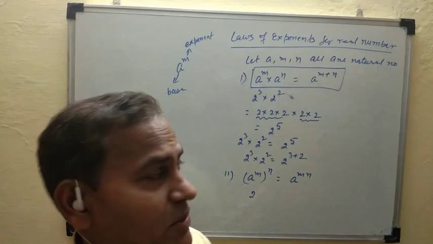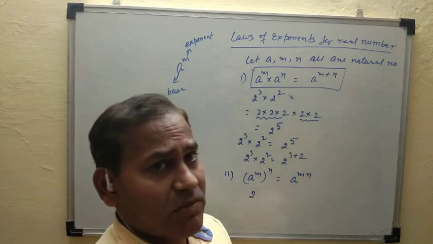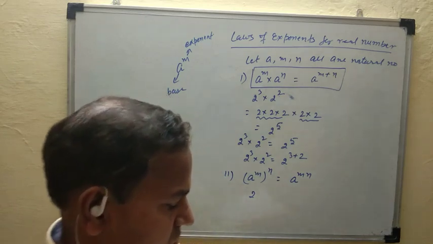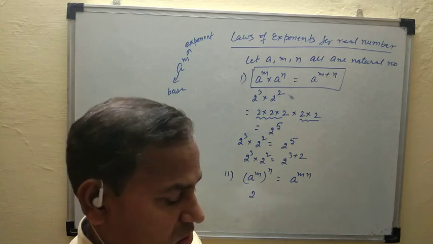Some disturbance, so I repeat again: law of exponents for a real number. Previous class exercise 1.5 is completed. Now start law of exponents.